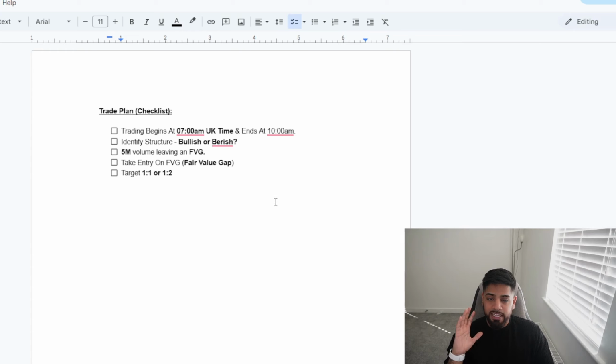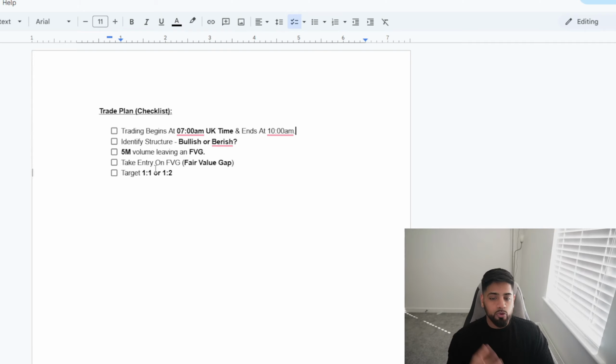We're going to make sure that we identify a 5-minute volume candle leaving a fair value gap. The reason for this is because we're going to use the fair value gap as our entry. As you can see, the next point is take entry on the fair value gap. So we have to identify this volume candle. And last, we're going to target a 1-to-1 or a 1-to-2 risk to reward.